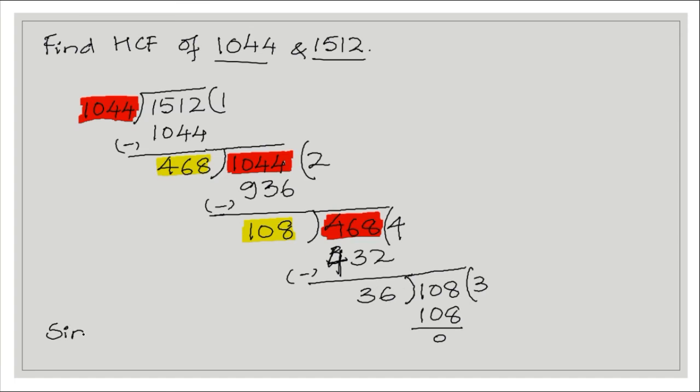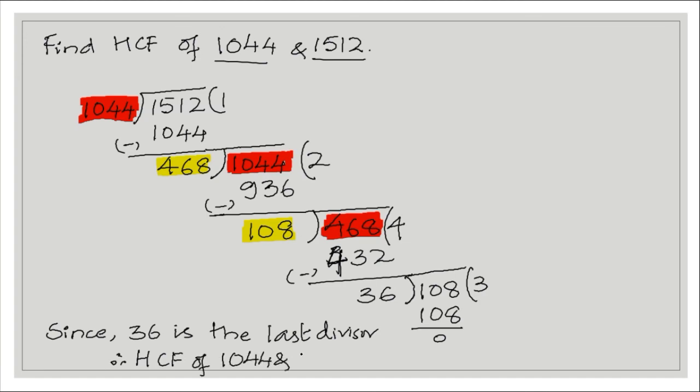Since 36 is the last divisor, therefore the highest common factor of 1044 and 1512 will be 36. Understood now? We have to follow division by taking the smaller number as the divisor.